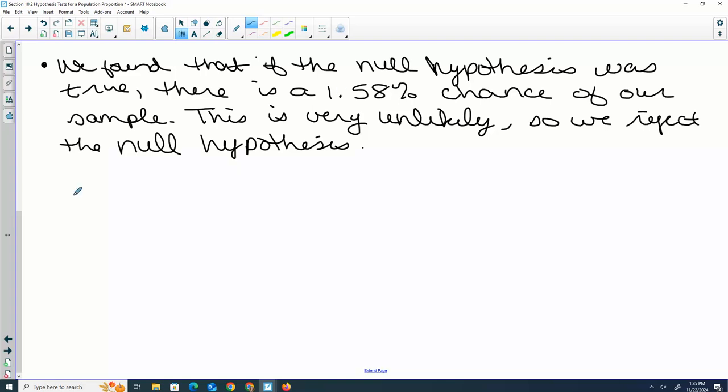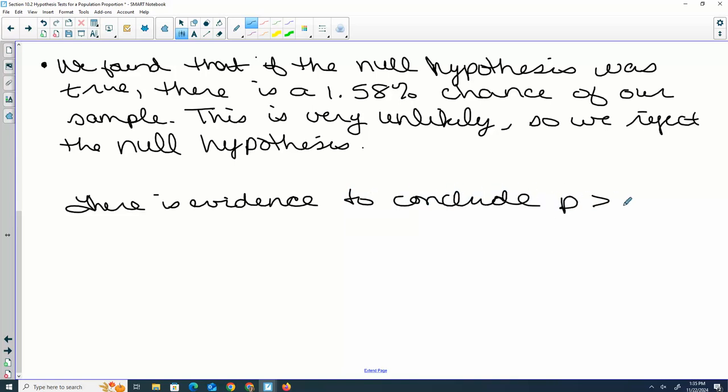Another thing I might say, like write a conclusion sentence. So most of the time I'll just say, tell me reject or fail to reject. If I ask you to write a conclusion, you could say there is evidence to conclude that P is greater than 0.5. Where have we seen P is greater than 0.5?